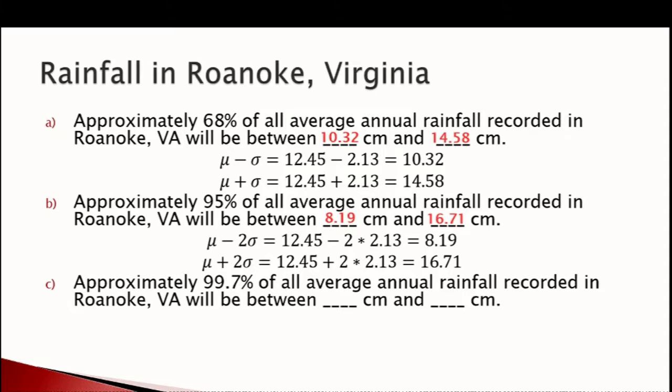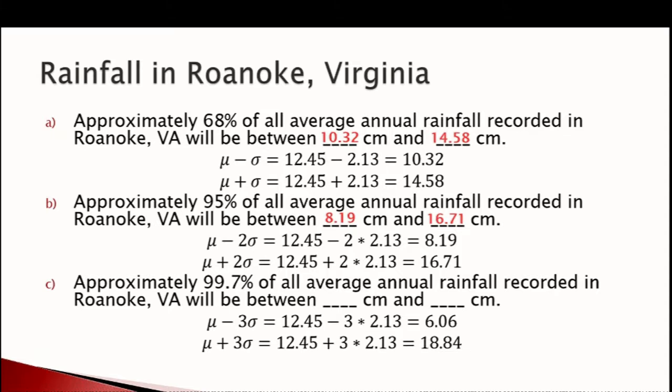So here 99.7%, we know that the bound should be 3 standard deviation away from the mean in both direction, negative and positive. So very similar to the last two parts that we did. Now we just substitute the value mu minus 3 sigma and mu plus 3 sigma. You have the values for those quantities. Just substitute them using your calculator and you should get 6.06 and 18.84 centimeter. That should be your answer right there.